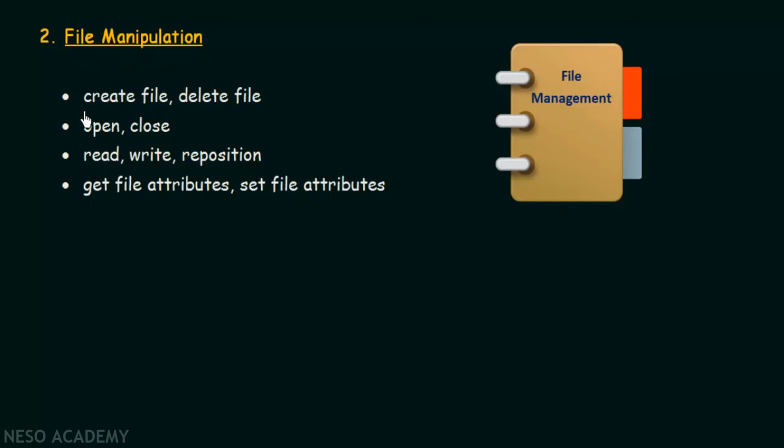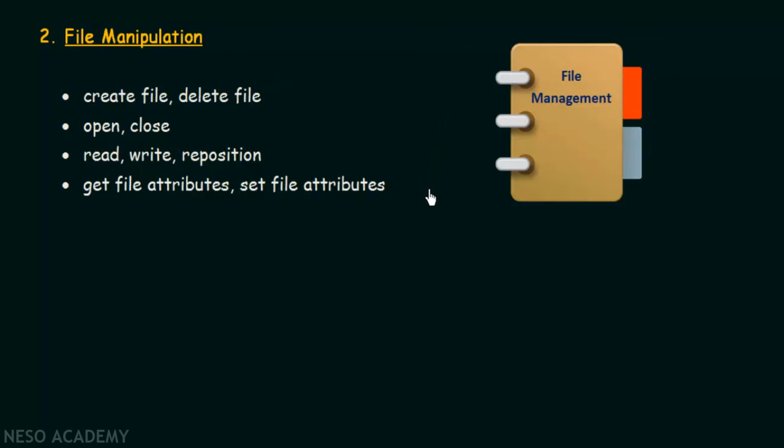In that previous example, we were creating the output file, so we use create file. Then we open the input file, and for that we used open. Then we were reading the data from the input file, for which we can use read, and then writing the data to the output file, for which we can use write. After everything was done, we closed the files, and for that we can use close.